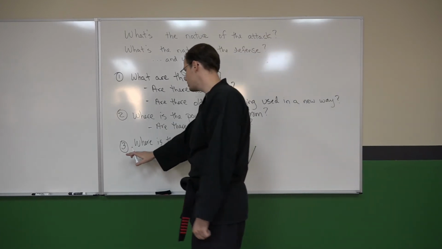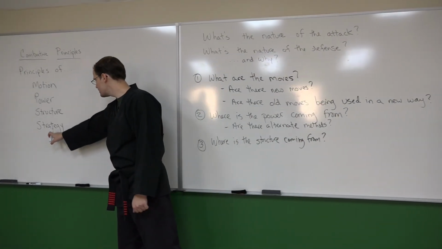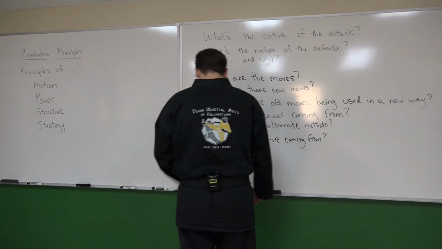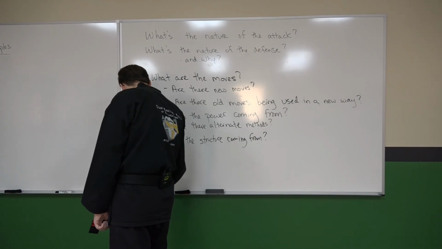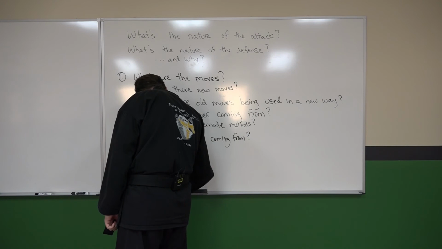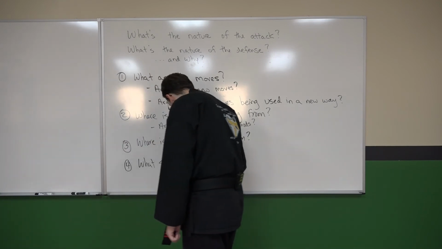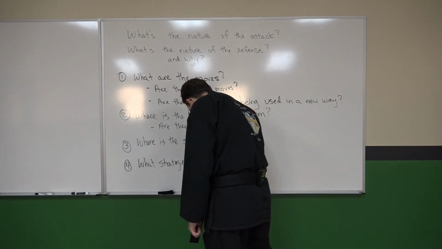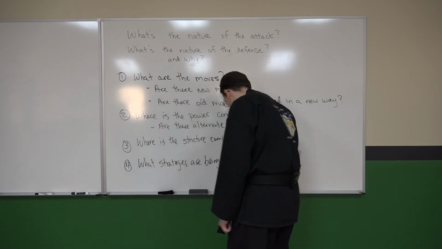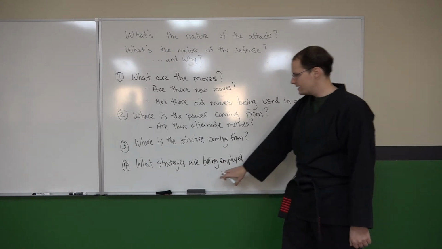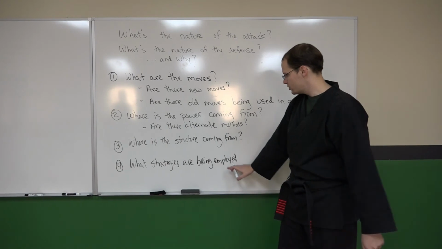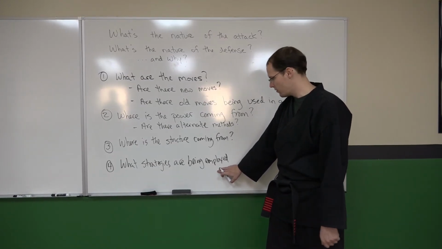Now, there's one final question I'm going to give you, and you've probably guessed what it is. We're making our way right down this list, so the next thing we're looking at is strategy. And so we want to know what strategies are being employed. But we want to know of course, what strategies our opponent is employing and what strategies we're being taught within the technique, because we should be trying to employ a strategy that's perhaps more effective than our opponent's.